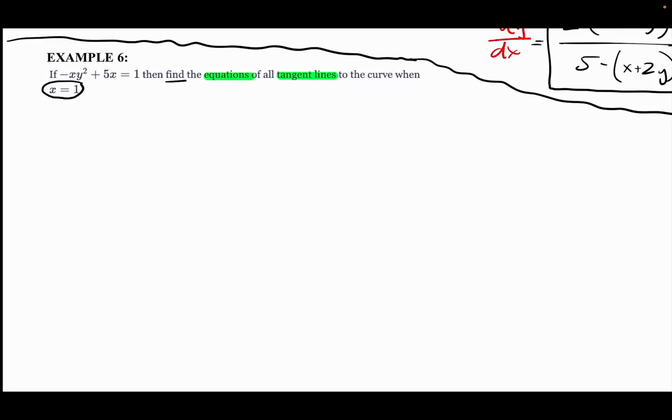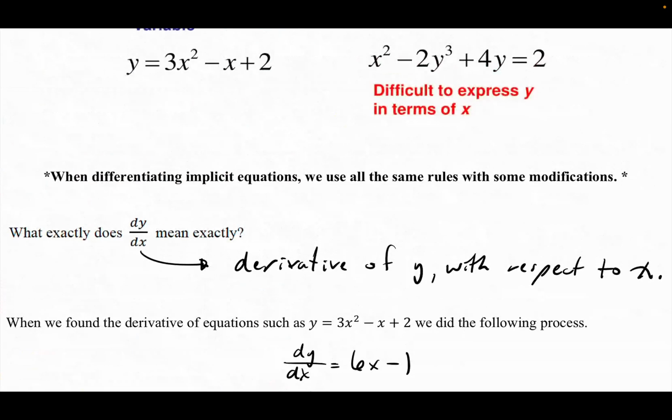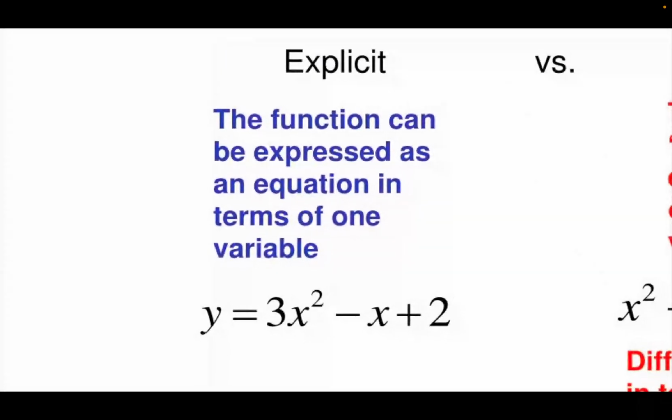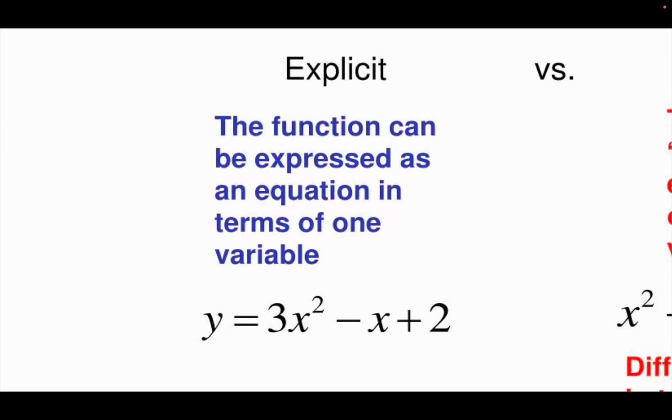All right, guys, so remember, implicit differentiation. So what is the difference? So everything before this lesson has been explicit. X's and Y's stay separate. I solve for Y. Okay?